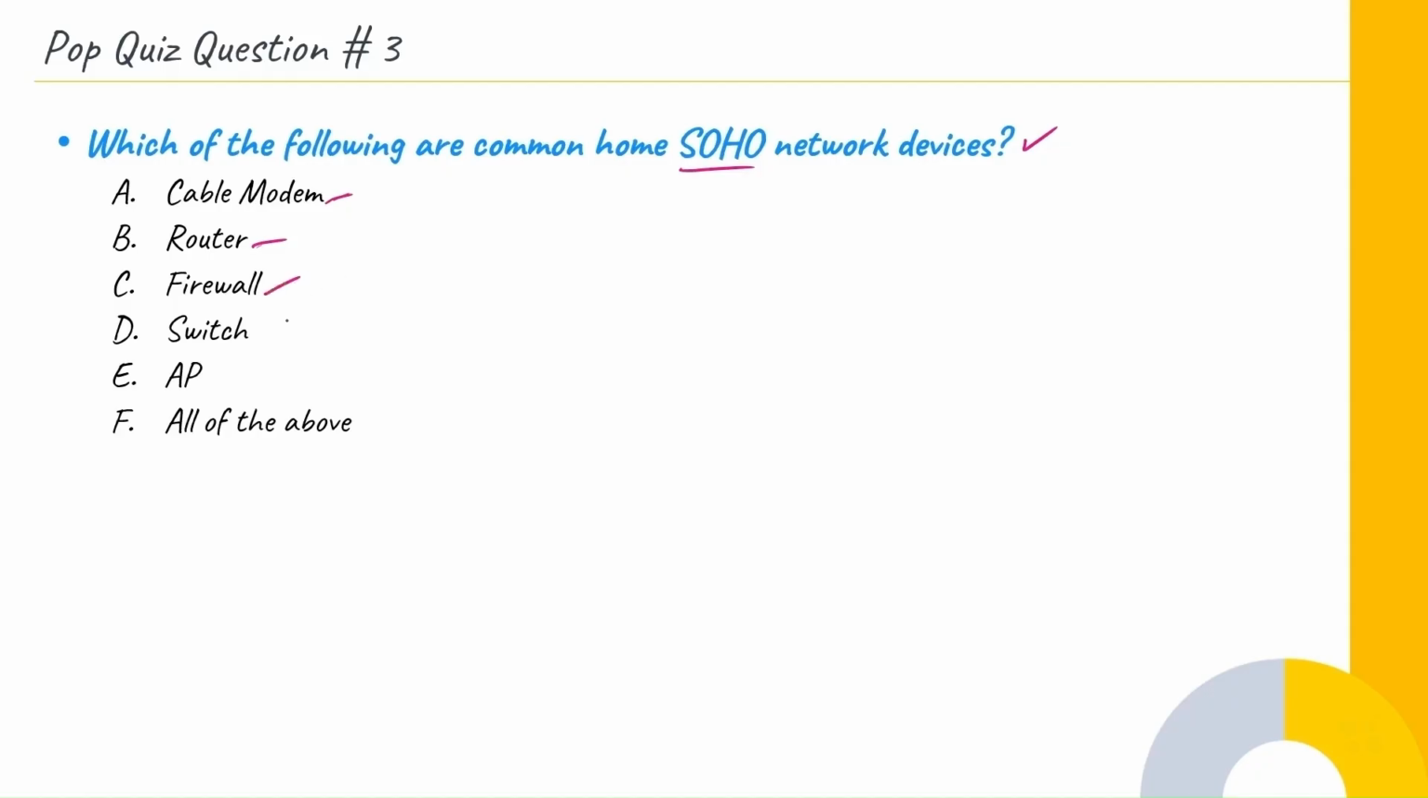We want to secure it with a firewall. On these routers that we have in answer B here, there's usually several ports that are connected by a switch. It's really a switch. And then there's also access points, which are very common in home networks these days. Remember, a lot of these can be combined into a single unit. So really the answer here is F, all of the above.